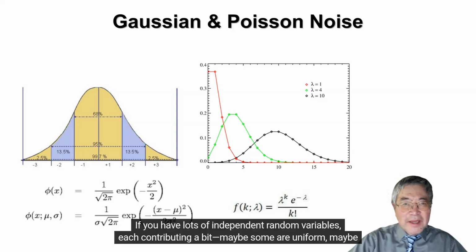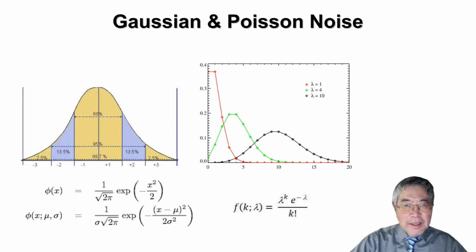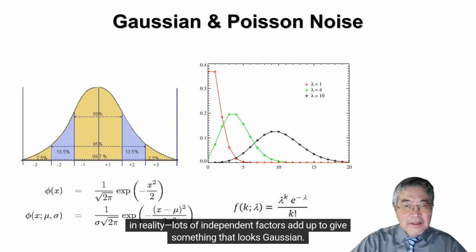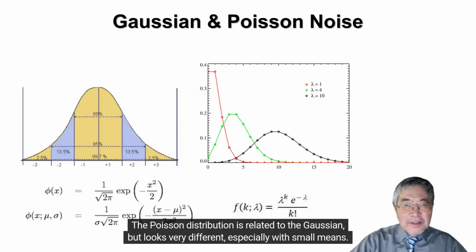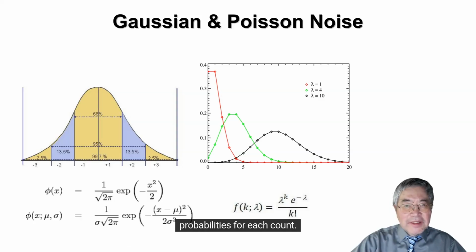If you have lots of independent random variables, each contributing a bit, maybe some are uniform, maybe some are not, when you put them all together, the outcome will tend to look like a Gaussian curve. This is a fundamental result from statistics, and it's why you see the bell-shaped curve over and over in reality. Lots of independent factors add up to give something that looks Gaussian. The Poisson distribution is related to the Gaussian but looks very different, especially with small means. The Poisson describes random variables that give you counts like 1, 2, 3, and so on, with different probabilities for each count.